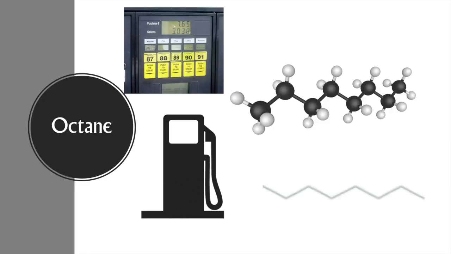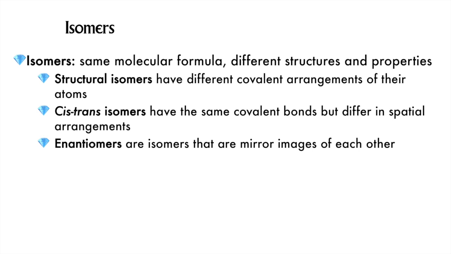Hydrocarbons are an important part of our economy. Octane is a hydrocarbon with 8 carbon atoms, and you've probably heard of it if you've ever put gas in a car. Here's a space-filling model and a line drawing of octane, just to show that there are different ways to represent the molecule. Because of the versatility of carbon, branching, double bonds, etc., the same molecular formula can produce different structures with different properties. These different arrangements of the same complement of atoms are called isomers.